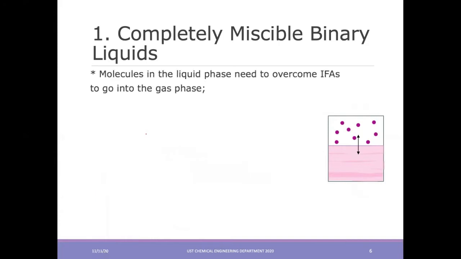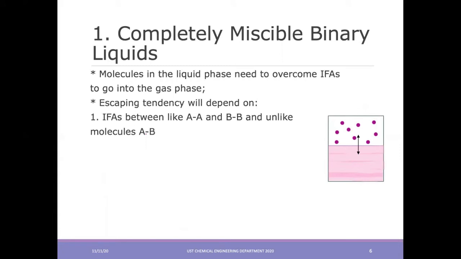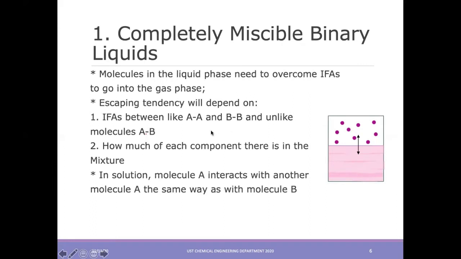Now, molecules in the liquid phase need to overcome the intermolecular forces of attraction to go to the gas phase. So the escaping tendency depends on the intermolecular forces of attraction between like molecules, whether A-A or B-B, and also unlike molecules A and B. And then also how much of each component there is in the mixture. So therefore, in this type of solution, molecule A interacts with another molecule A, and this is the same as when it interacts with molecule B.